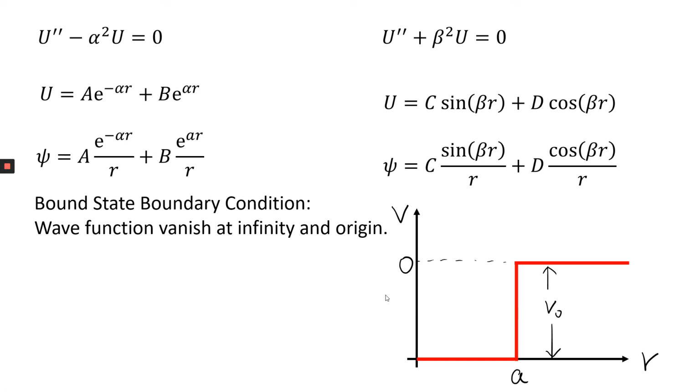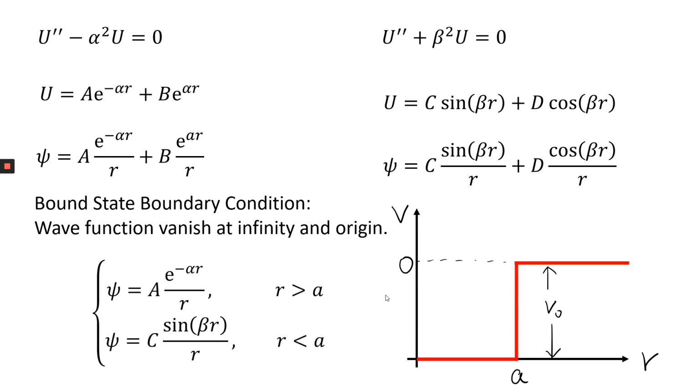Recall that we are dealing with radial distance. So the radial distance cannot be smaller than 0, which means the wave function has to vanish at the origin. And since we're in a bound state, the wave function has to vanish at infinity as well. What this means is that if r approaches infinity or r approaches 0, the wave function has to be 0. In order to do so, we have to set b and d equal to 0. So now we simplify our wave function to this form.